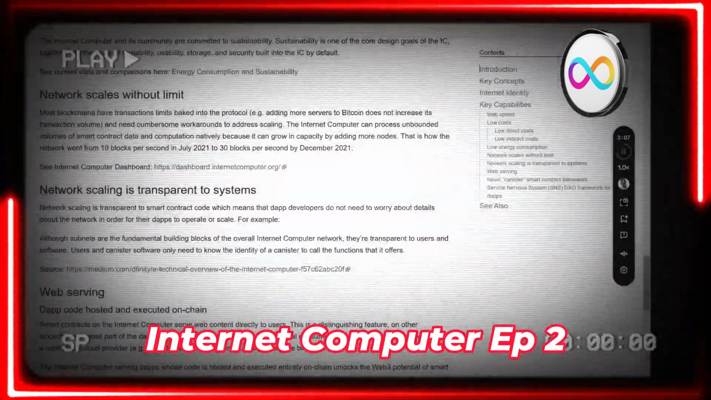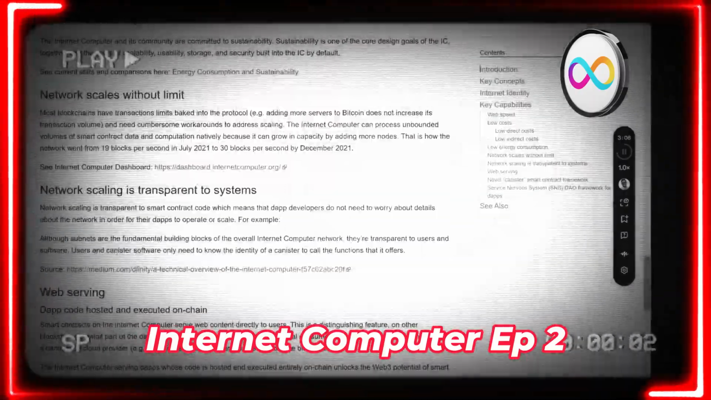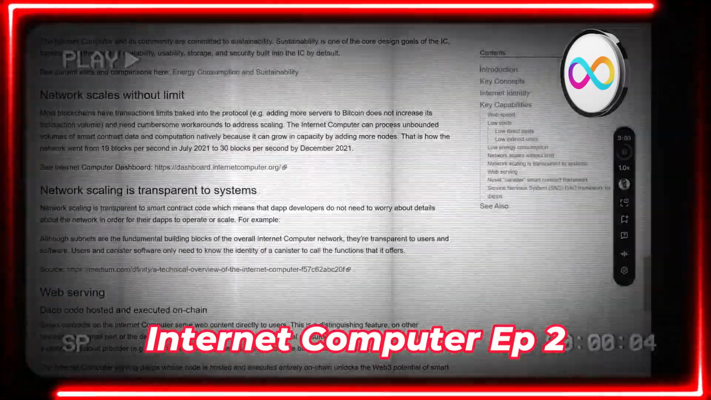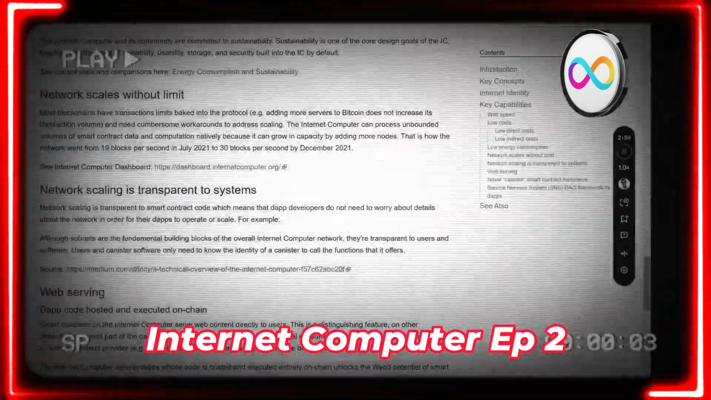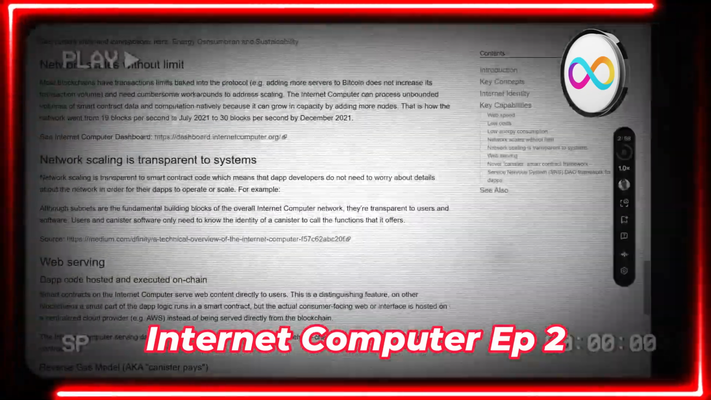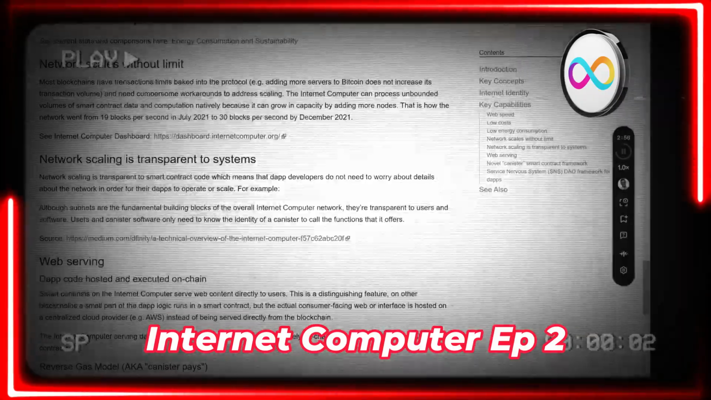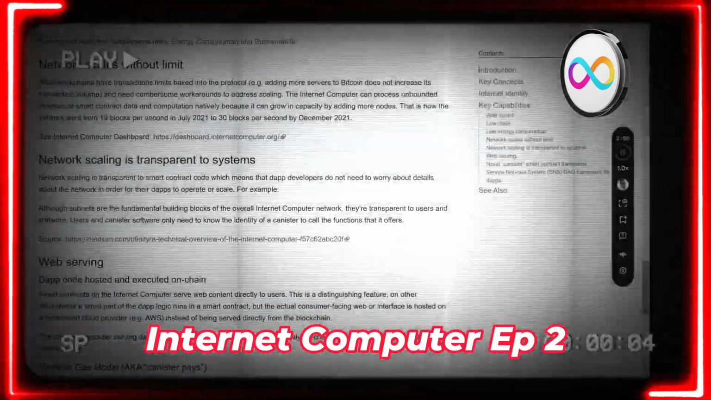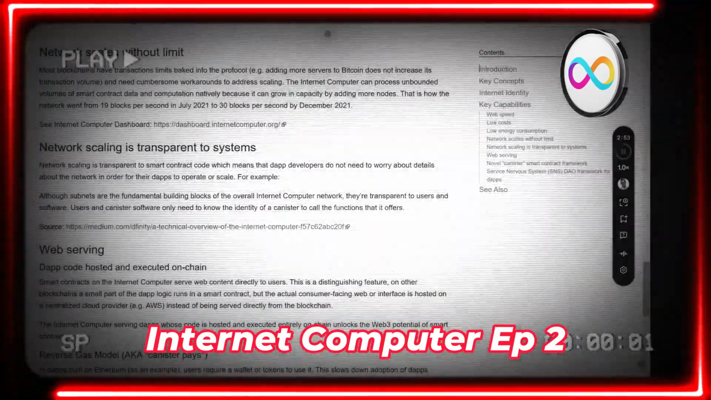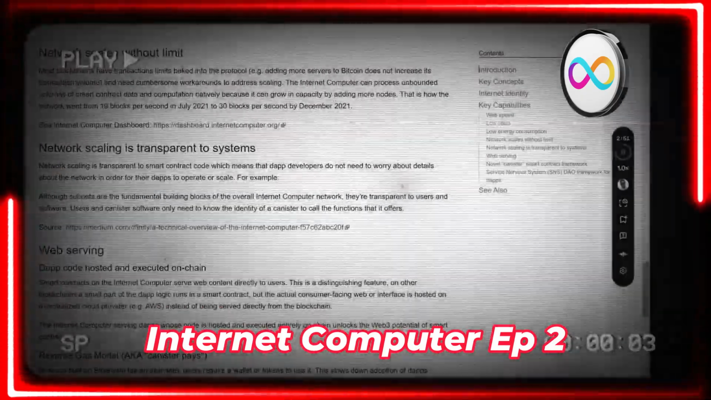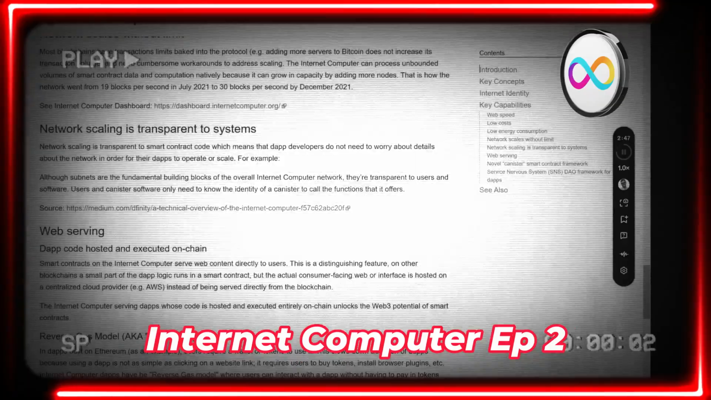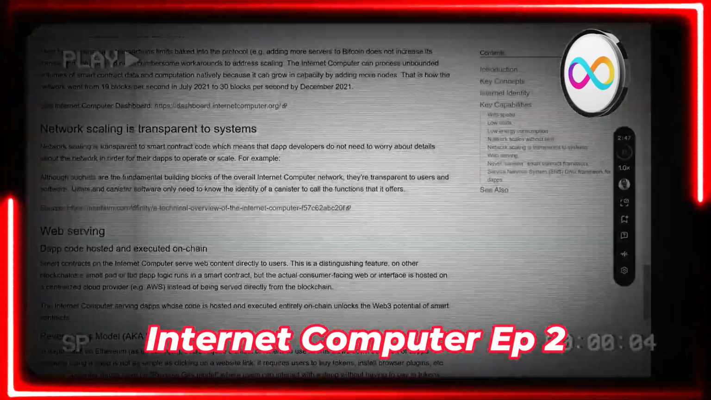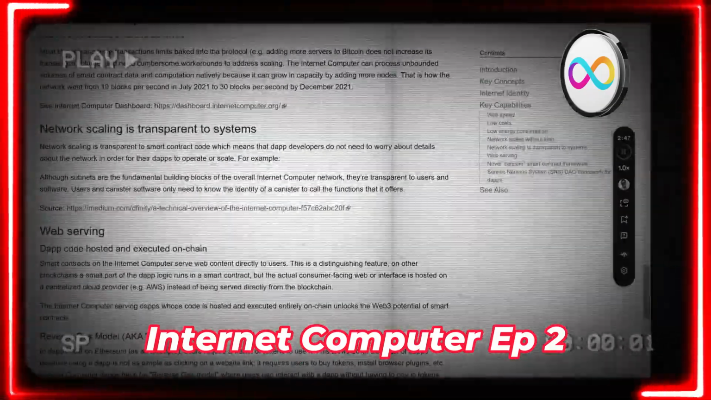Network scaling is transparent to systems. Network scaling is transparent to smart contract code, which means that dApp developers do not need to worry about details about the network in order for their dApps to operate or scale. For example, although subnets are the fundamental building blocks of the overall Internet Computer network, they're transparent to users and software. Users and canister software only need to know the identity of a canister to call the functions that it offers. Source: medium.com/dfinity, a technical overview of the Internet Computer.